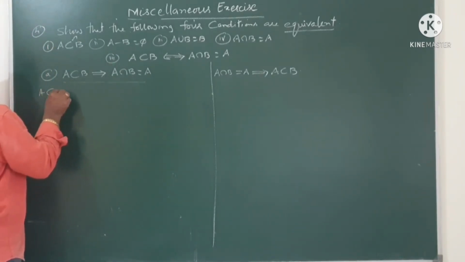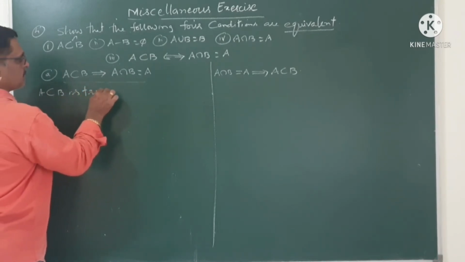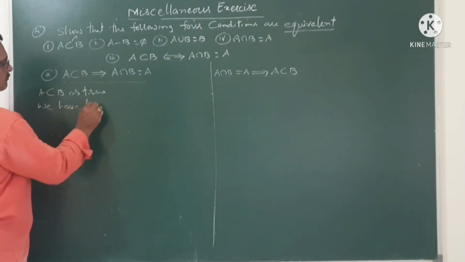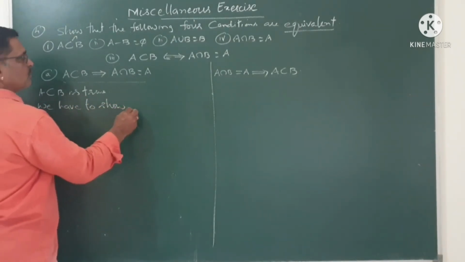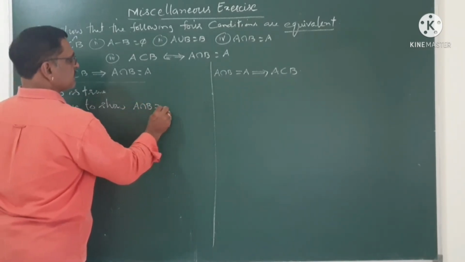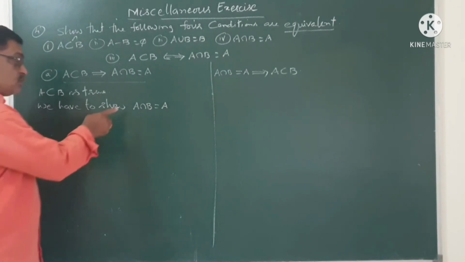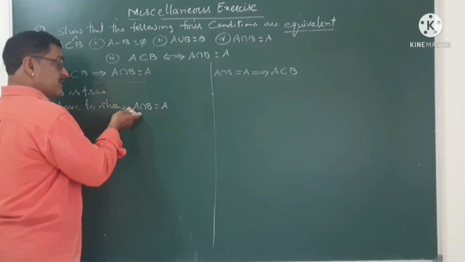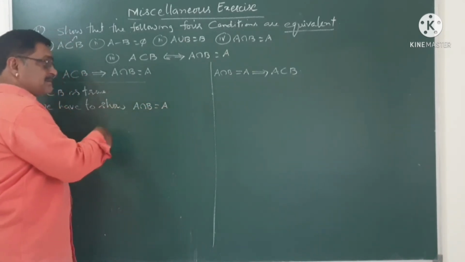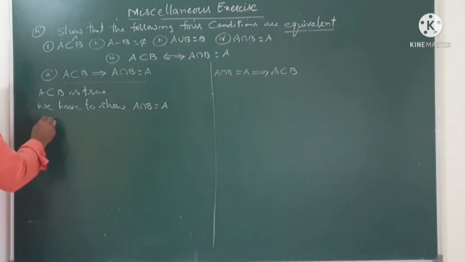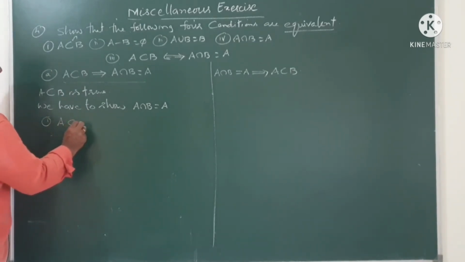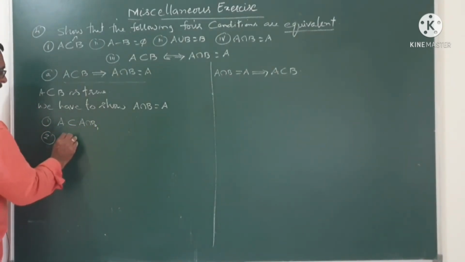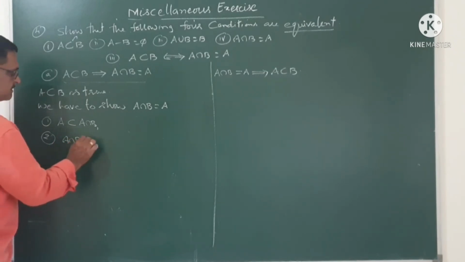Now A is a subset of B is true. We have to show A intersection B is equal to A. Again, here you have to show two sets are equal. How do you show it? You have to show that A intersection B is a subset of A and A is a subset of A intersection B. So here also we have two cases. Number 1, A is a subset of A intersection B, and in case 2, A intersection B is a subset of A.